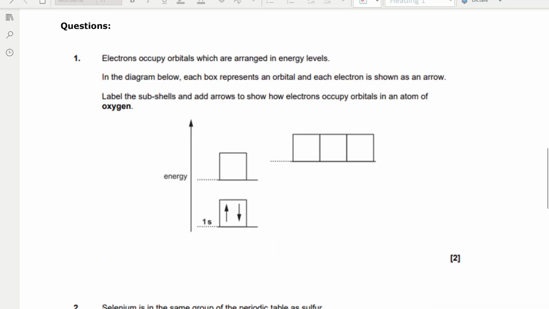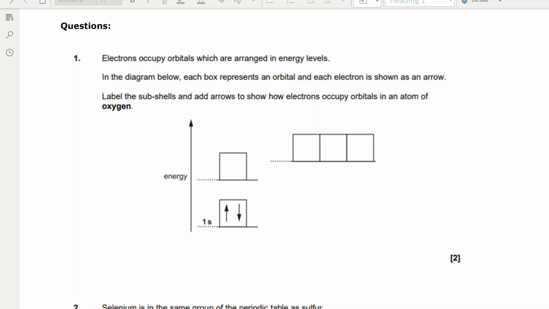Don't expect them to not test you on it in exam questions. So we've got some exam questions. Electrons occupy orbitals which are arranged in energy levels. In the diagram below, each box represents an orbital and each electron is shown as an arrow. Label the subshells and add arrows to show how electrons occupy orbitals in an atom of oxygen. So this is the electrons in a box model, and each arrow represents 1 electron. Each box represents 1 orbital, so we can see that this 1s orbital has 2 electrons in it because that's the maximum number of electrons that an orbital can hold.